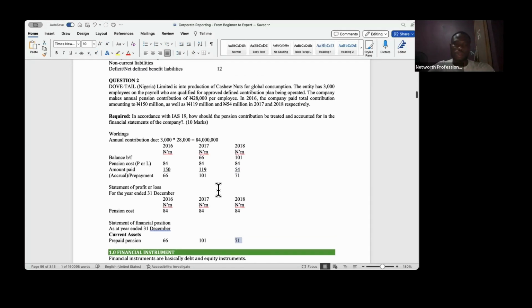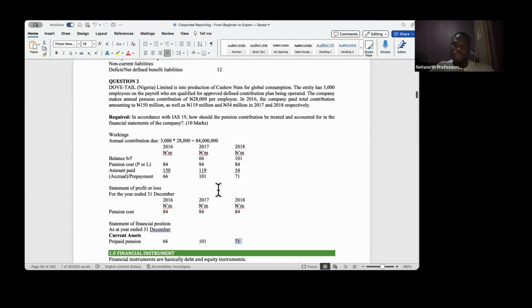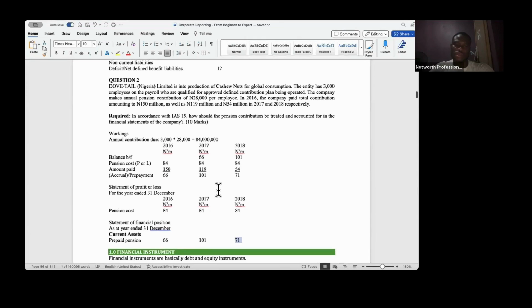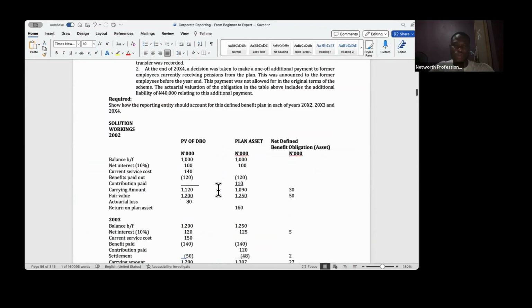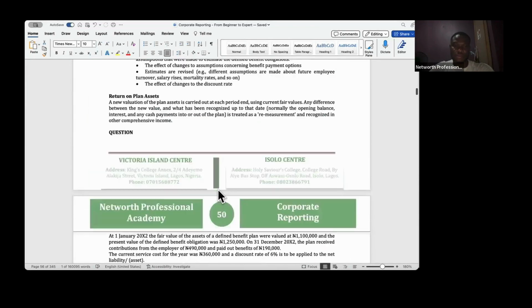Any question on this one? Because I'm done with defined contribution plan. Any questions? No questions. Okay. Let's go to defined benefit plan.